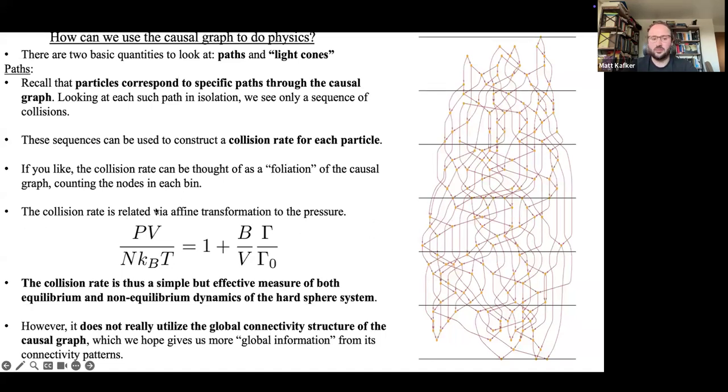We've been talking a little bit about the pressure and therefore the equation of state. And it's interesting to note that the collision rate is related. There's some affine transformation between the collision rate of the system, which is this gamma, and the pressure. Okay, so if we can determine the collision rate, we can determine the pressure.